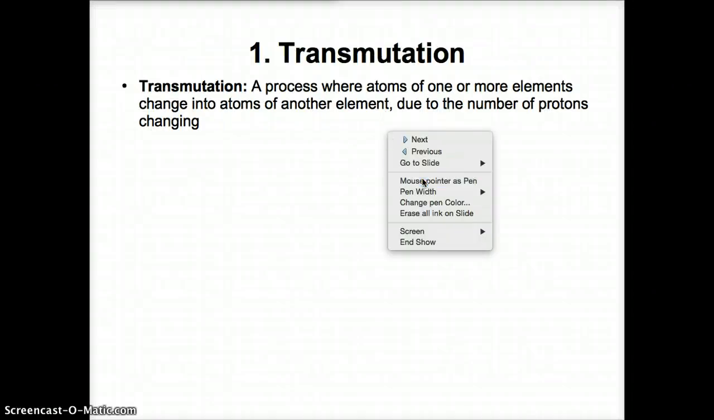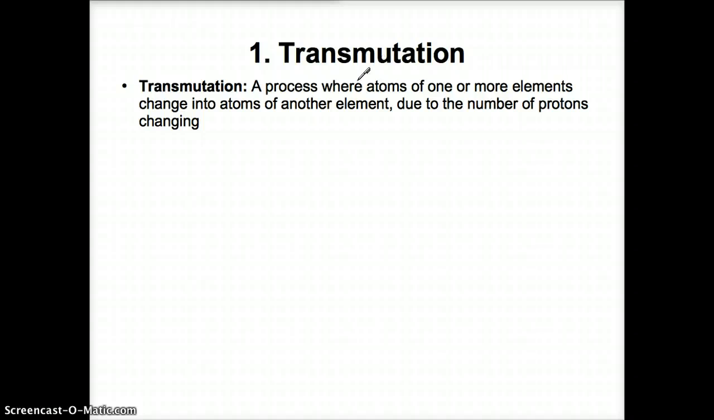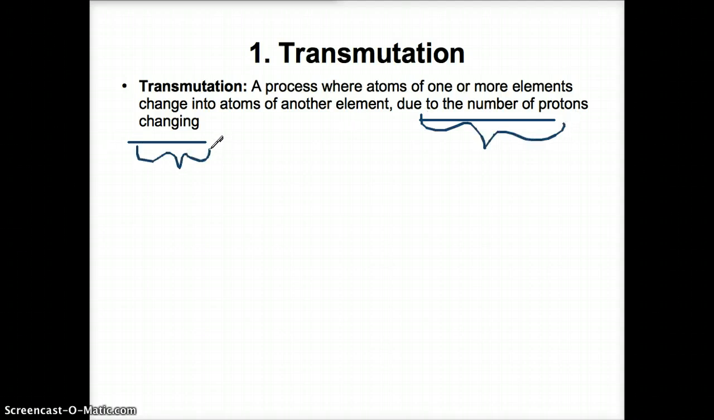Let's first review transmutation. Transmutation is a process where atoms of one or more elements change into atoms of another element due to changes in the number of protons. Sometimes the number of neutrons can also change, as well as the mass number, but transmutation changing in identity is mainly due to the number of protons changing.